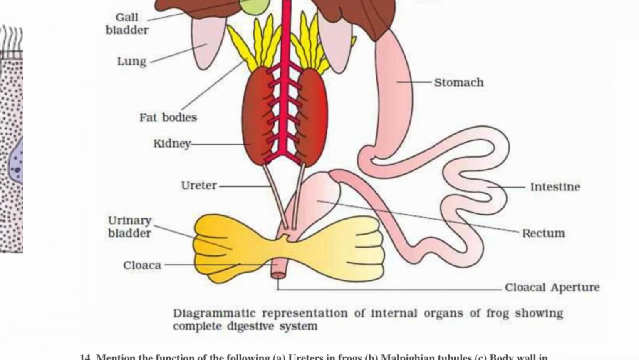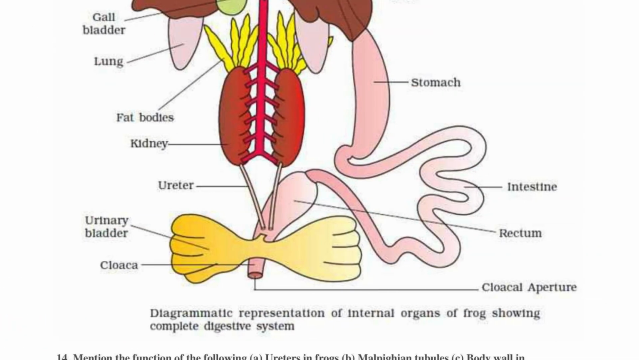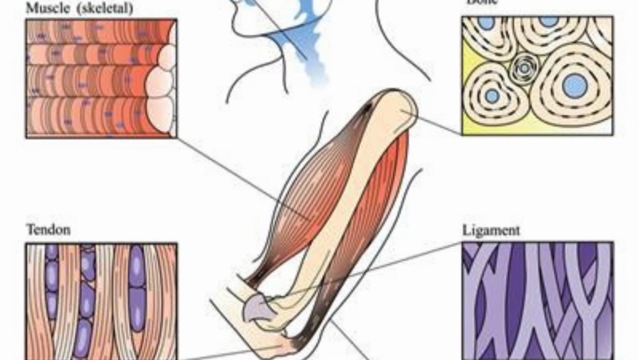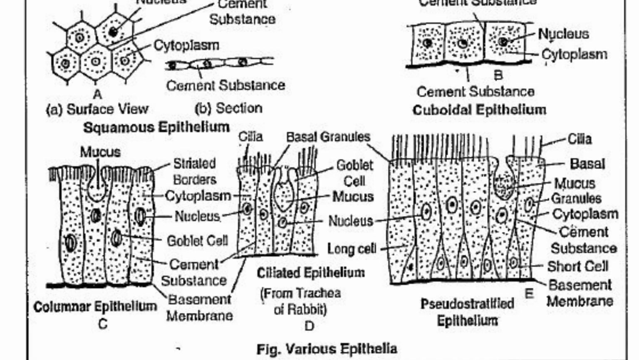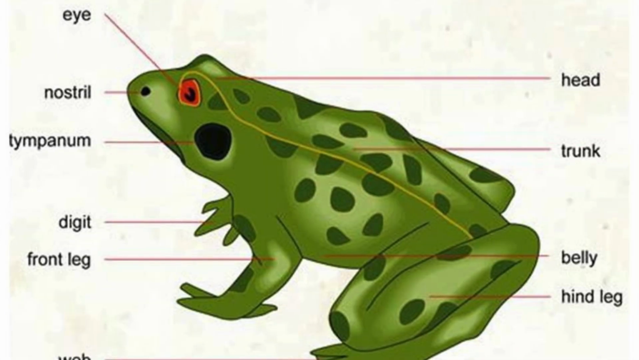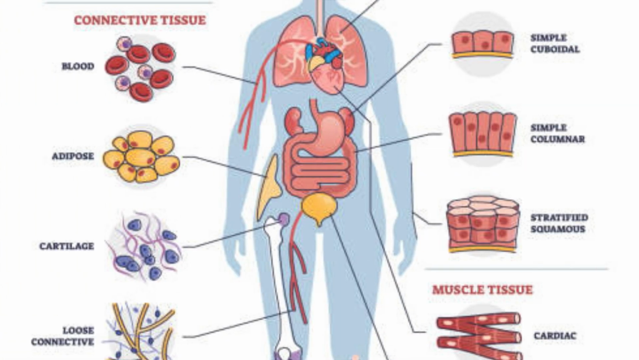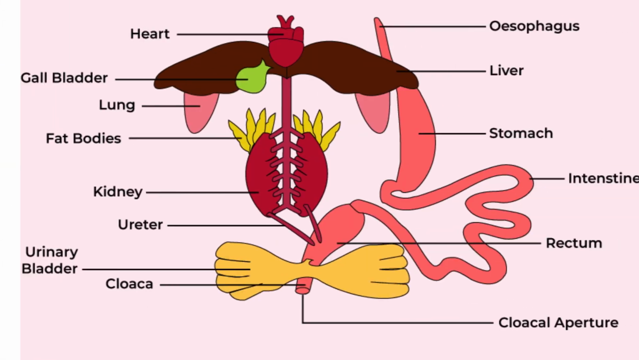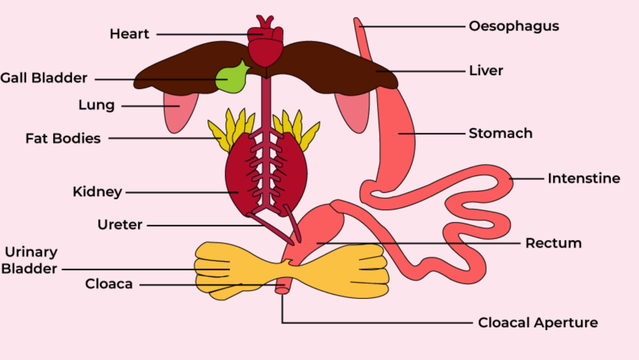Simple squamous epithelium. The cells are thin and flat, like tiles. It allows easy diffusion of substances and is found in places like the lungs, alveoli, and blood vessels. Simple cuboidal epithelium. The cells are cube-shaped. This type is involved in secretion and absorption and is found in glands and kidney tubules. Simple columnar epithelium. These are tall, column-like cells. They're involved in absorption and secretion and are found in the lining of the intestine.